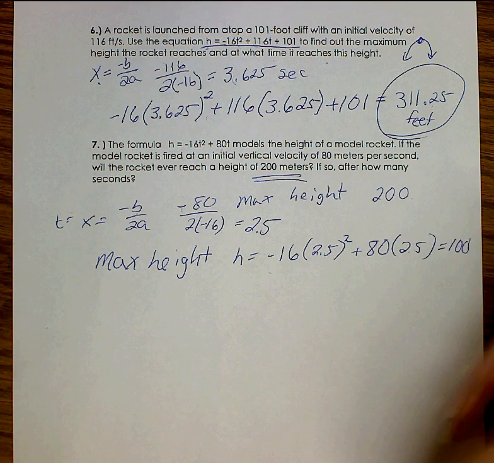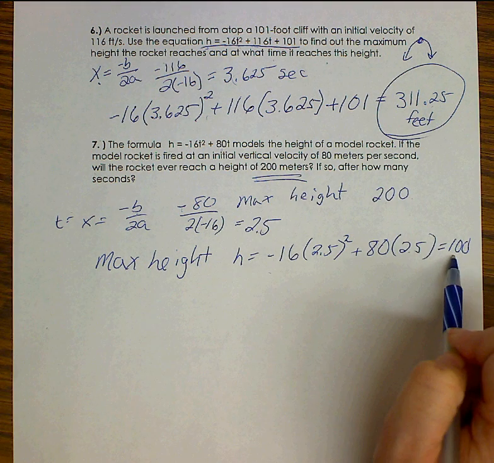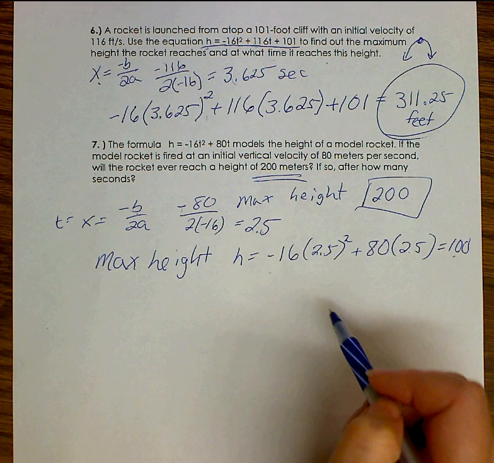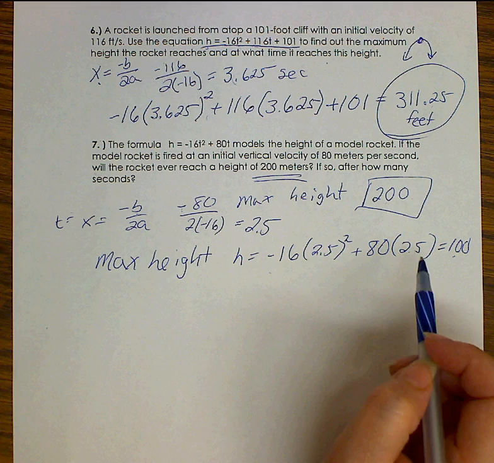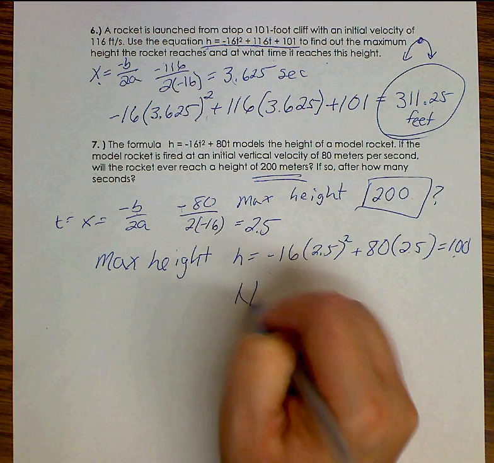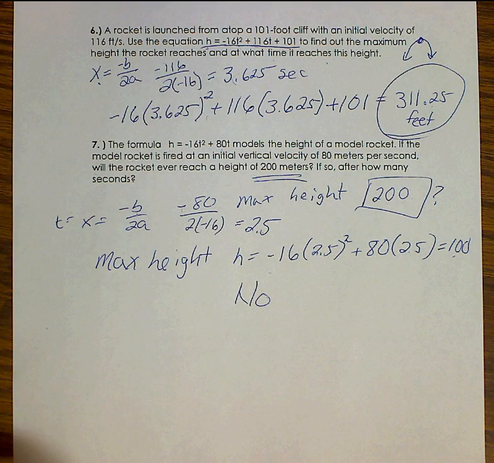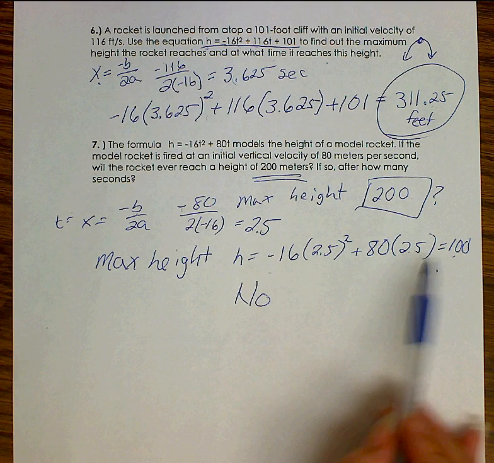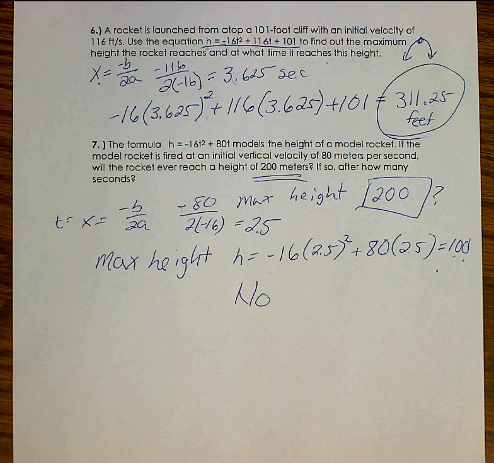So if the maximum height is 100, will it ever reach 200? And the answer is no. Because the maximum height is 100, so it'll never reach 200. And that's how you would show it.